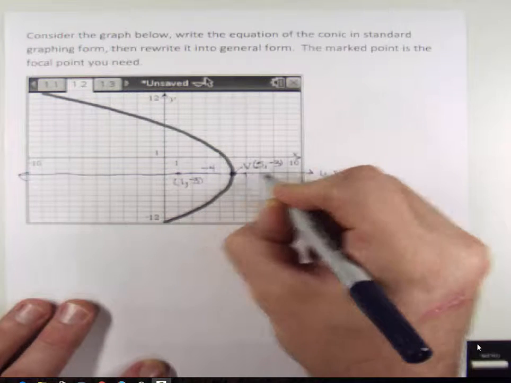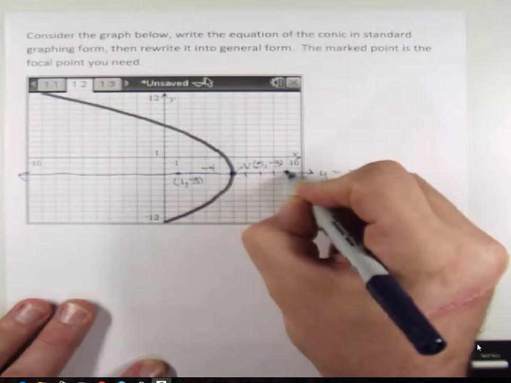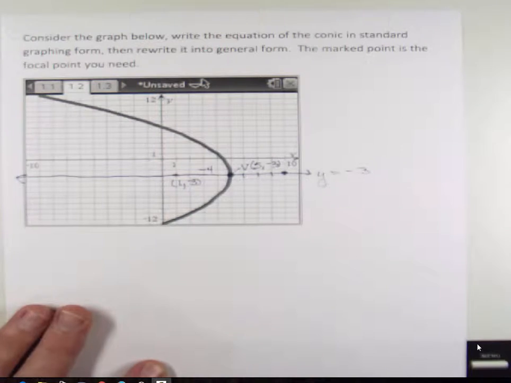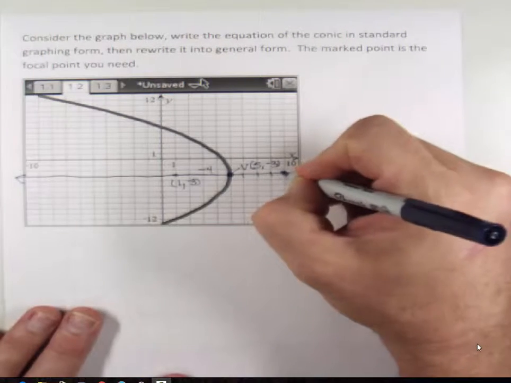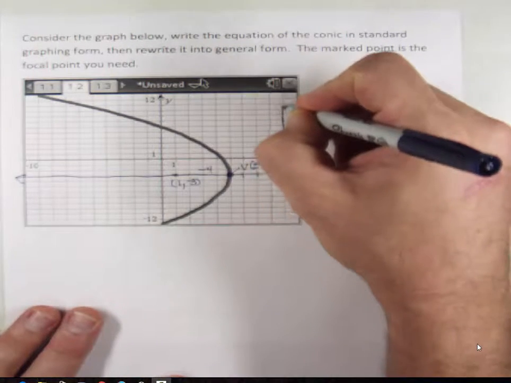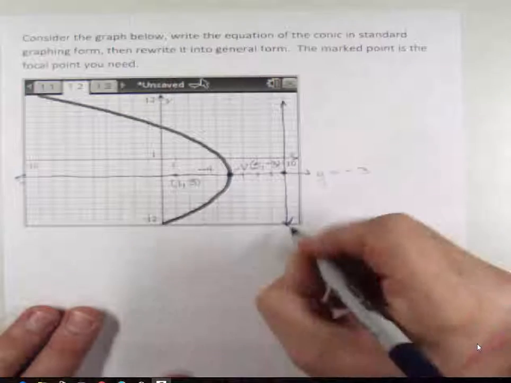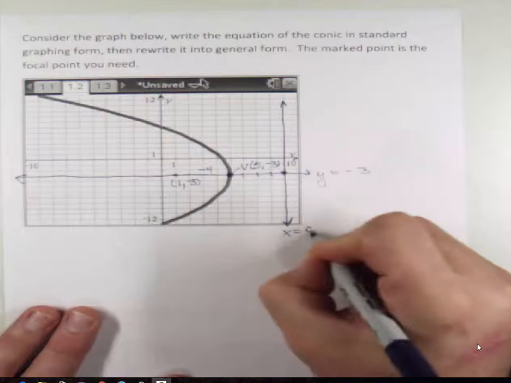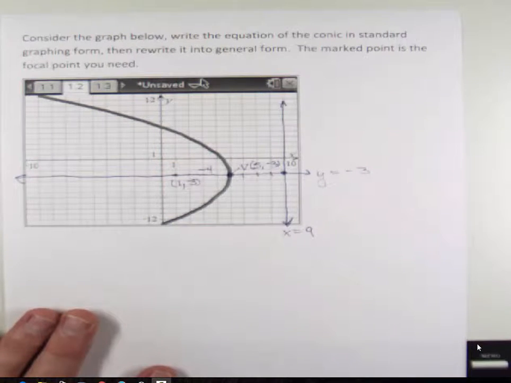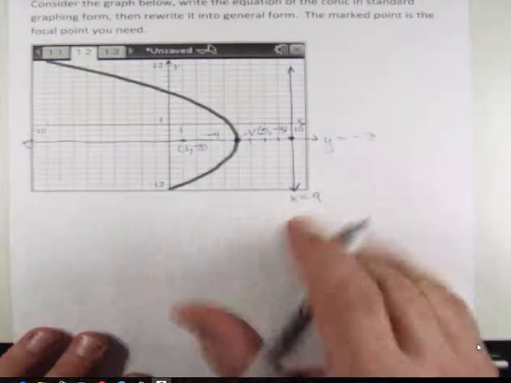Then I go 1, 2, 3. That point right there is a point on the directrix. The directrix, I always say that wrong, and the axis of symmetry are always perpendicular. So I graph it. I believe that's x equals 9. Now let's put my equation together.